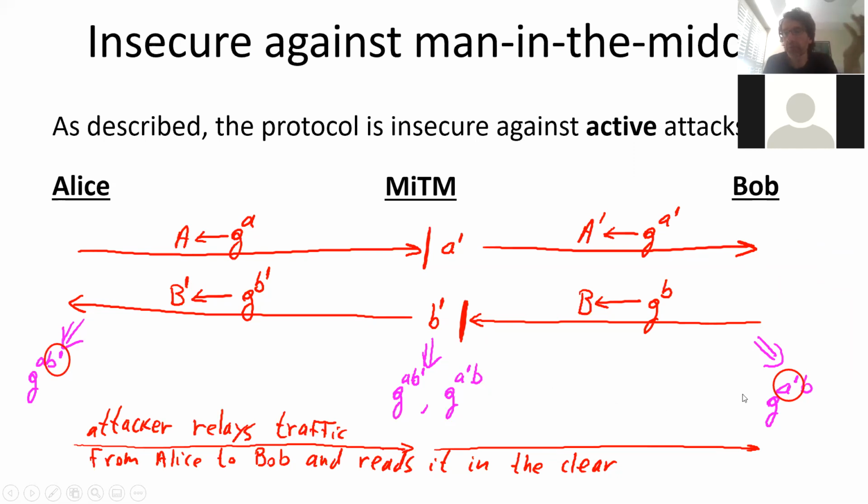So from Bob's point of view, we cannot tell whether this was created by Alice or man in the middle. Simply, the only security handle Bob has is this key. And unfortunately, that key is shared with the attacker and not Alice. And likewise, from Alice's point of view.